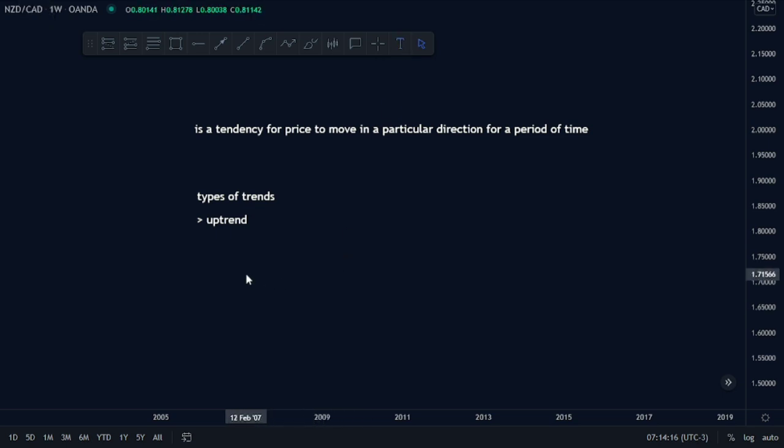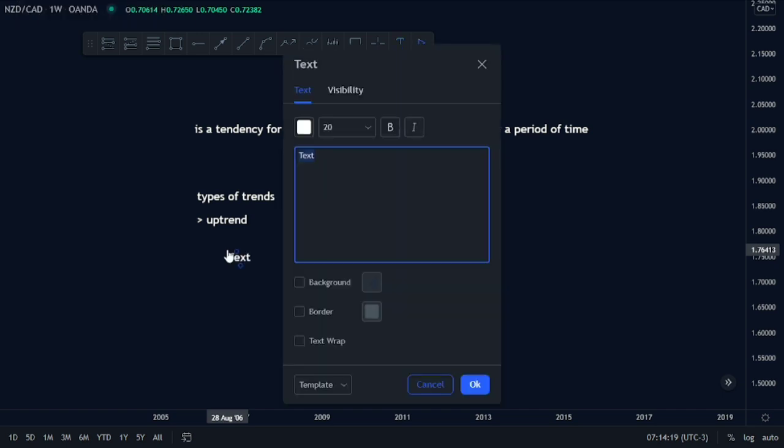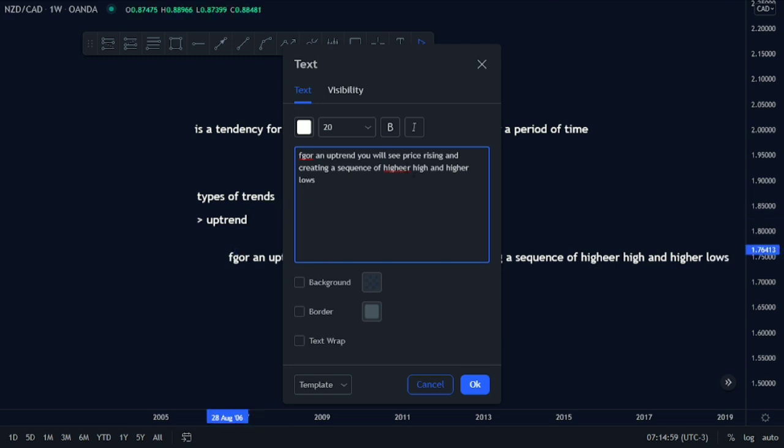Let me write it down also. For an uptrend, you'll see price rising and creating a sequence of higher highs and higher lows. That's how we define an uptrend.